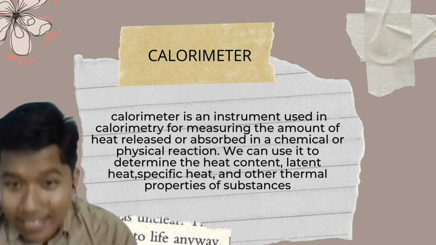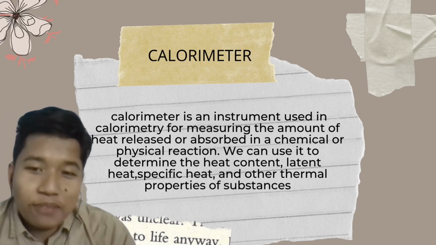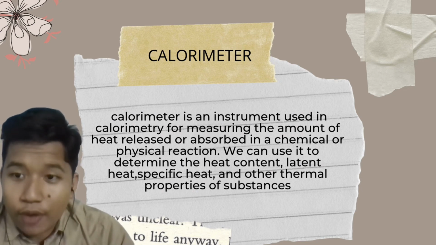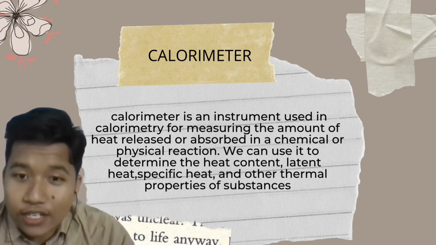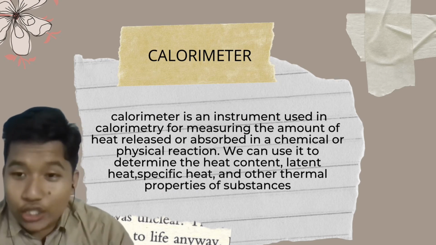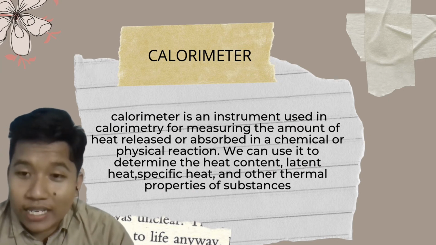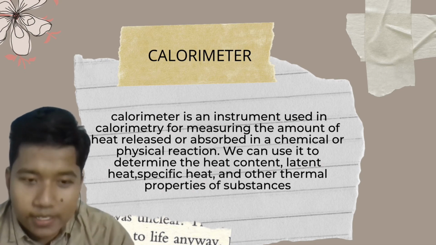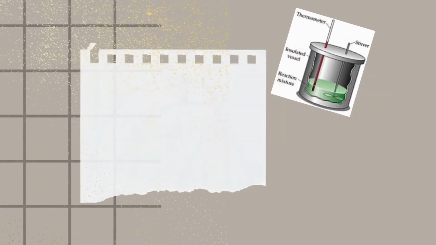What is a calorimeter? A calorimeter is an instrument used in calorimetry to measure the amount of heat released or absorbed in a chemical or physical reaction. We can use a calorimeter to determine the heat content, latent heat, specific heat, and other thermal properties of a substance.